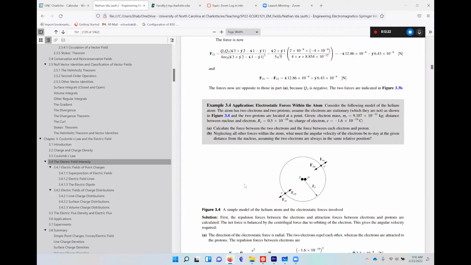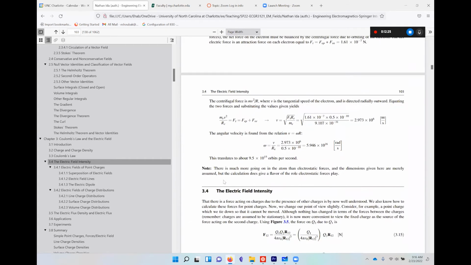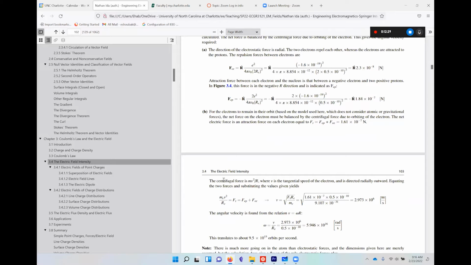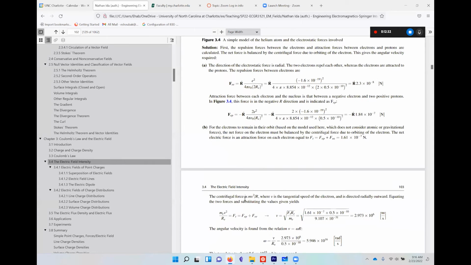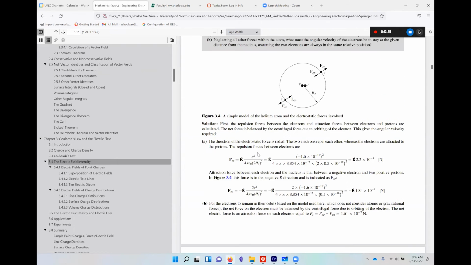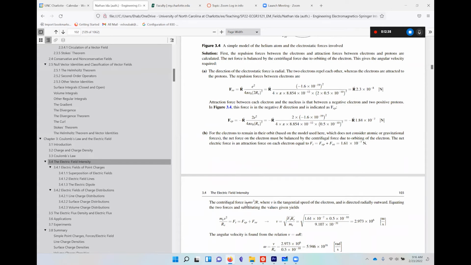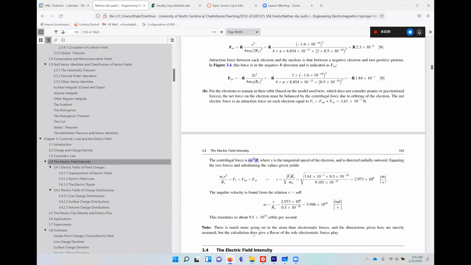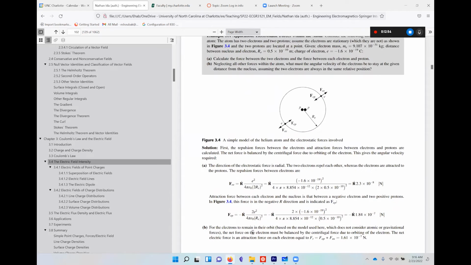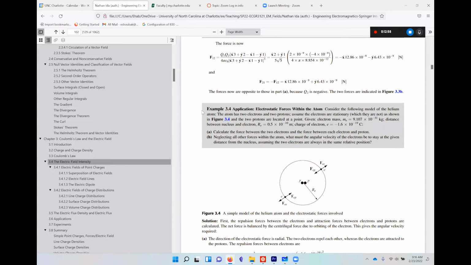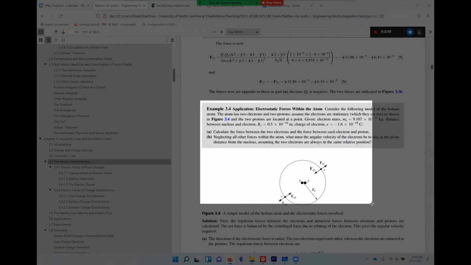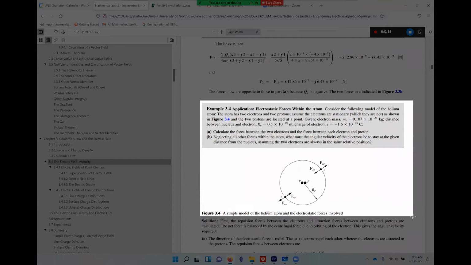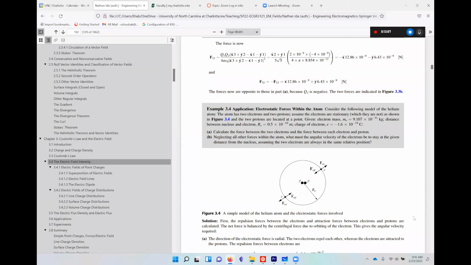Let's look at this example now. This looks like an interesting example. Oh, this has a bit of mechanics in it. So we have to know what the centrifugal force is, mv squared over r. But let's look at this problem. So this is a simple model of a helium atom and the electrostatic forces involved.